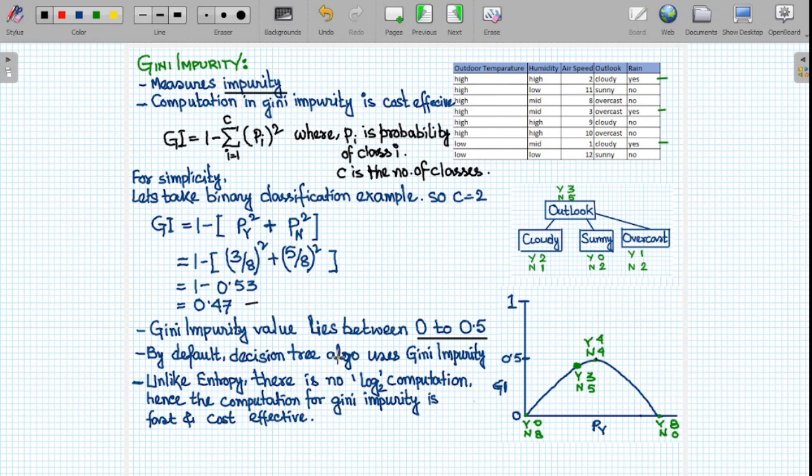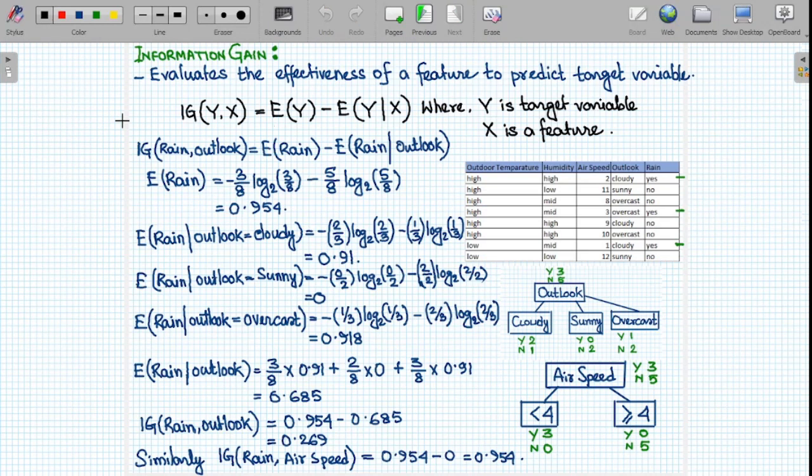By default, decision tree uses Gini impurity because unlike entropy, Gini impurity calculation does not have log. Considering log is a costly computation in computer science, by default, decision tree uses Gini impurity. And as we know the mathematical equation of both entropy and Gini impurity, let's calculate information gain.